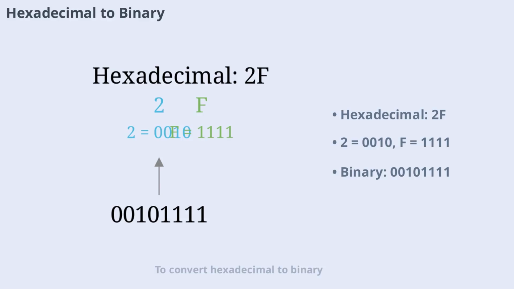To convert hexadecimal to binary, simply replace each hex digit with its 4-bit binary equivalent. For example, the hex number 2F becomes 10 for 2 and 1111 for F, resulting in the binary number 101111. This direct mapping makes conversions quick and error-free, which is why hexadecimal is so popular in computing.